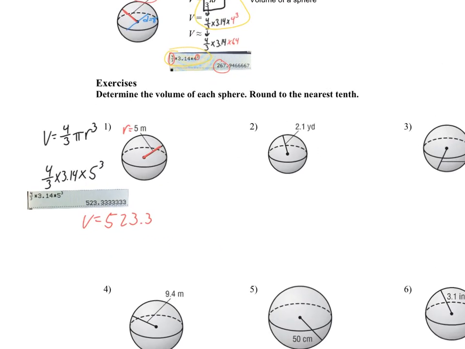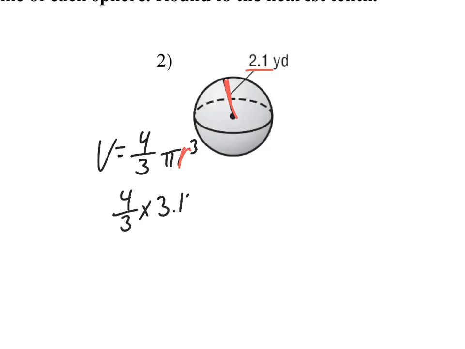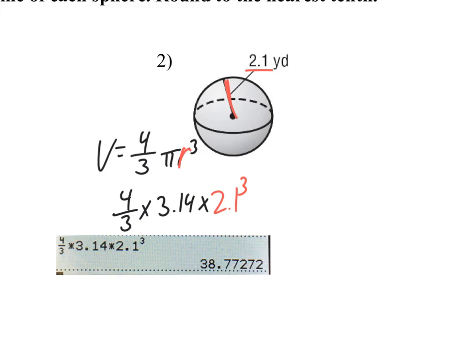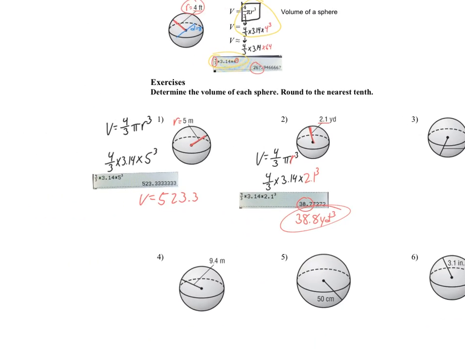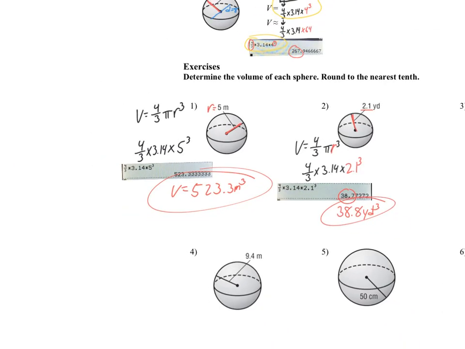Taking a look at number 2, same exact thing. Our formula is going to be volume equals 4/3 pi r cubed. For our radius right here, halfway across the circle, is the 2.1. So in my calculator, I would type in 4/3 times 3.14 times that radius of 2.1 cubed. And then we get our value of 38 point, I'm going to round this to 38.8. And that will be yards cubed. Actually, I'm not sure I did that on the last one. I did not. So I'm going to go back and mark this meters cubed, because you guys are at the stage where you should be able to do that.